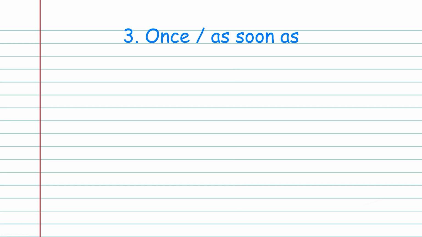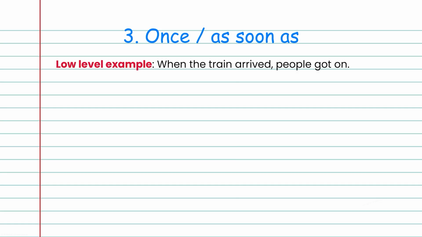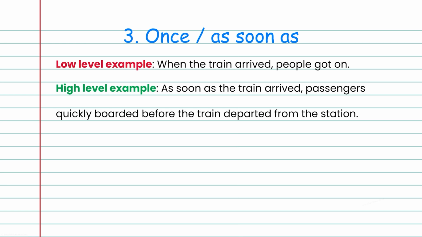So let's have a look at how this can improve your grammar. Here is a low-level example. When the train arrived, people got on. So this sentence is pretty basic and there's nothing really special about it. Now let's look at a higher level example. As soon as the train arrived, passengers quickly boarded before the train departed from the station.